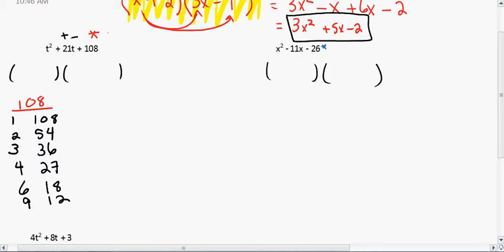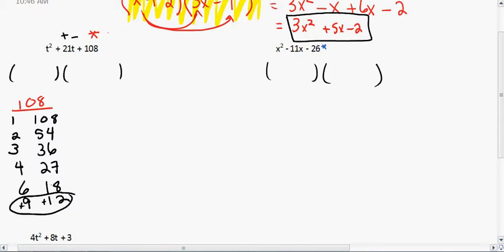Well, 1 plus 108, nope, that wouldn't work. 2 plus 54, that would give me either 52 or 56. 3 and 36. If I add them, that will give me 39. If I subtract, 33. And I'm going down this list, and eventually I'm going to find, let's see, 9 and 12. Yep, I think that's going to be it. 9 plus 12. If I add those two together, that's going to give me 21. So that's going to be the group of factors that I'm going to use.